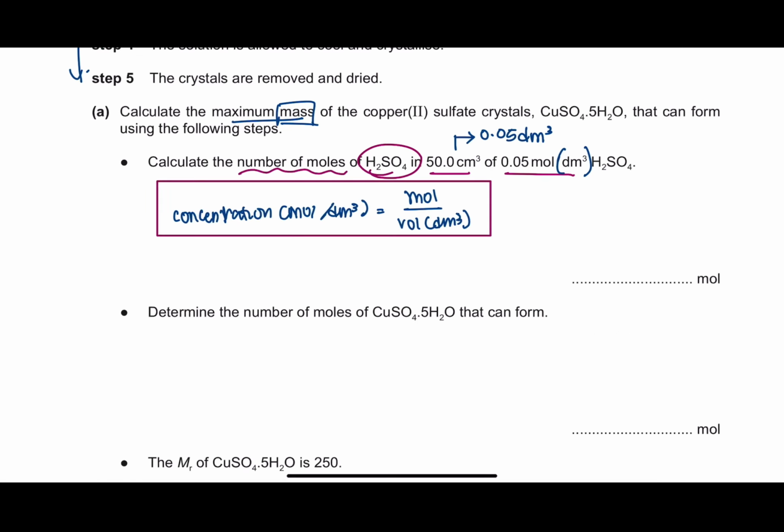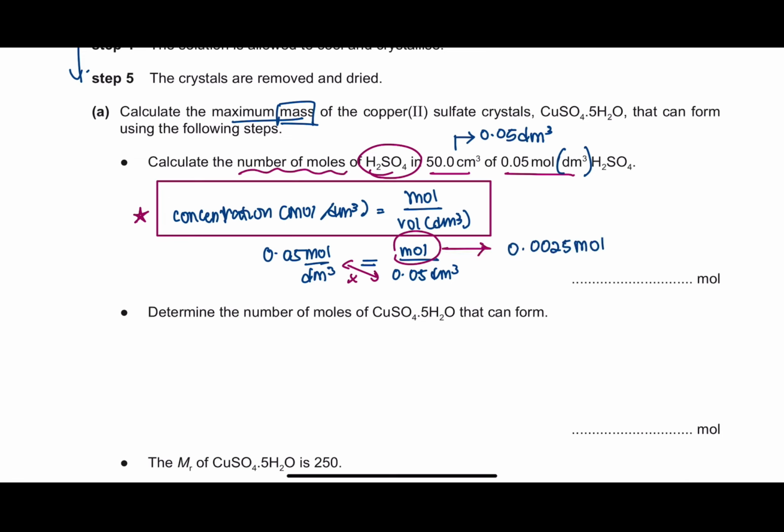Now as you can see here, we have come across this formula before, where concentration is equal to moles over volume. We have a concentration of 0.05 mol per dm³ and the unknown moles over 0.05 dm³. So in order for us to find the moles, you have to multiply the concentration with the volume, which will give you a value of 0.0025 mole.